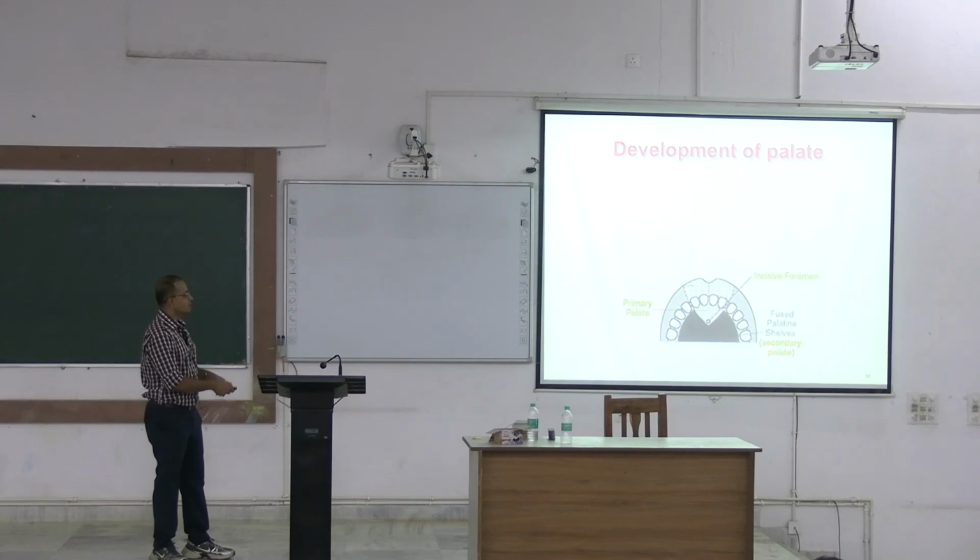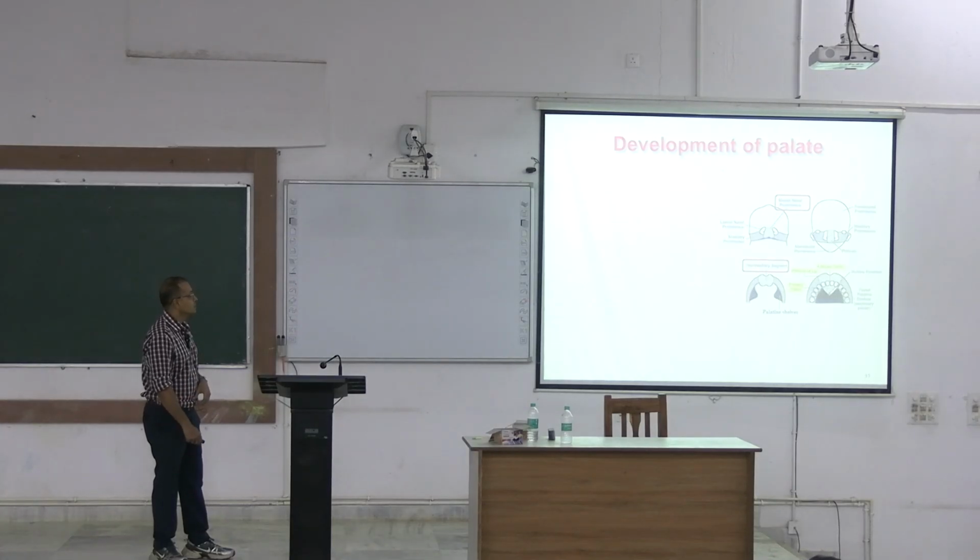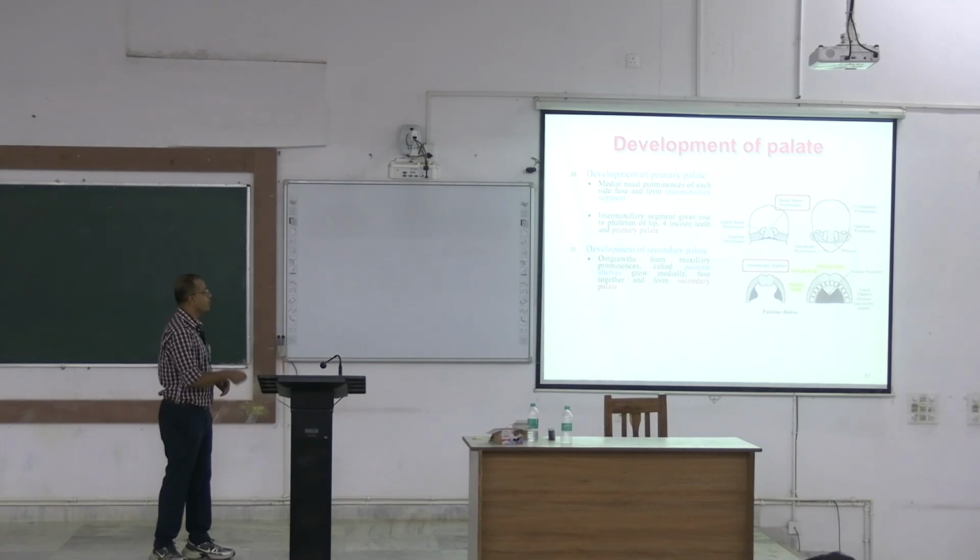So this primary palate fusing with the secondary palate forms the whole palate, which we call the developmental palate or definitive palate. This palate is sourced from 2 parts. The primary palate is sourced from the intermaxillary segment, which comes from the medial nasal prominence. The secondary palate comes from the palatine shelves. The palatine shelves come from the maxillary prominence, right and left. Eventually, the primary palate fuses with the secondary palate and forms the whole palate, which is the adult palate. We call it the definitive palate.